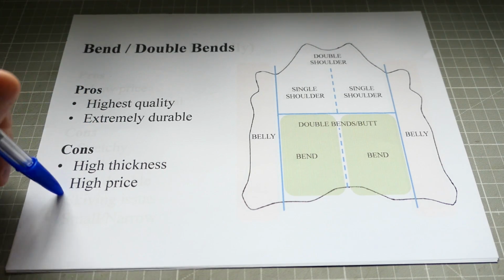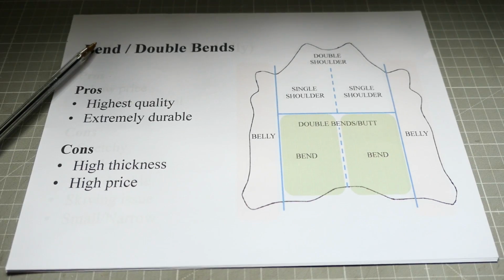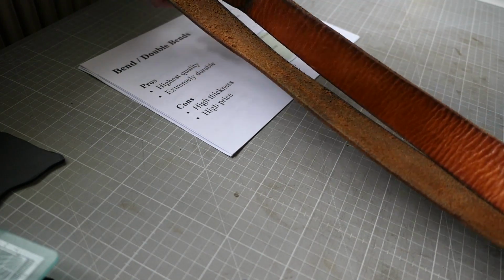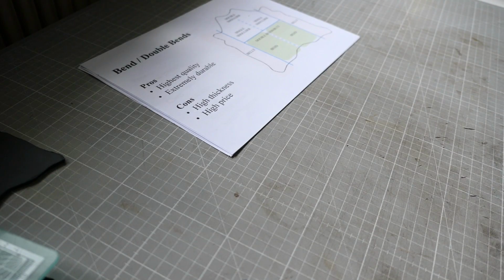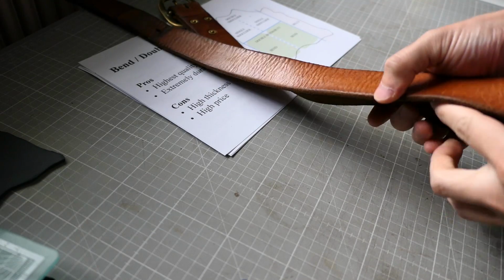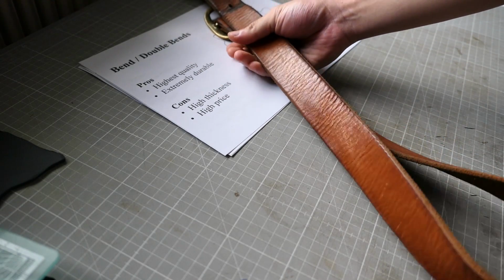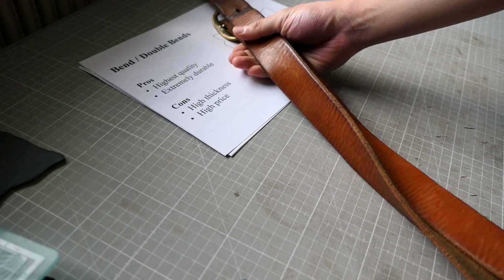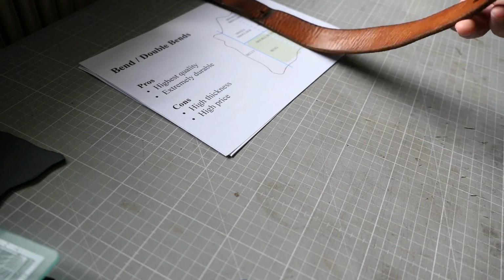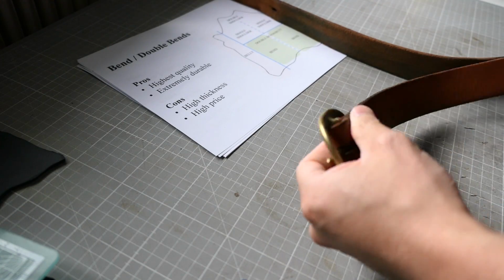Let me show you my belt made of bends. So this is my belt that I made 7 years ago. I think it's quite nice up till now. This is made of bends called Shonan oil. So it's a Japanese leather made from bends. So this is very durable leather.